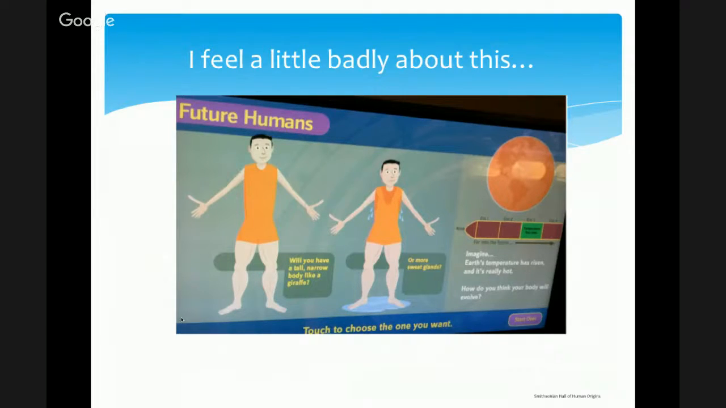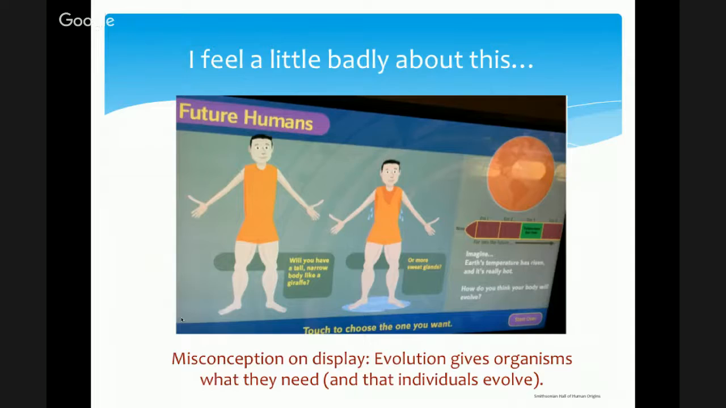All right, why do I feel badly about it? Because this comes from the Smithsonian Institution. It's their Hall of Human Origins. And this did get a bunch of attention, and it's unfortunate. It's a tiny piece of an overall excellent exhibit, but I do think it's very unfortunate that it's there. The misconception on display is obviously that evolution gives organisms what they need. And also, I think, that individuals evolve, which isn't one we've talked about specifically, but it says, how do you think your body will evolve?